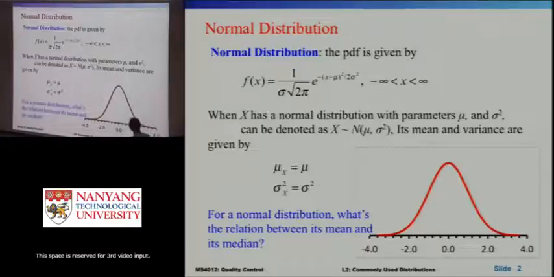Then we learned the mean and the median before. For this distribution, what's the relation between its mean and its median?